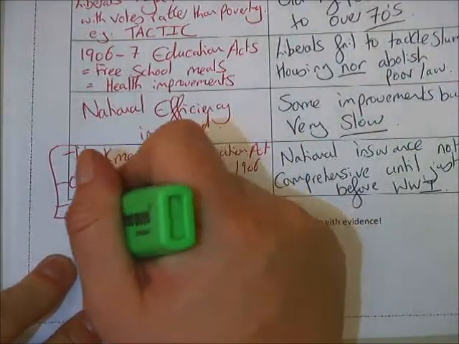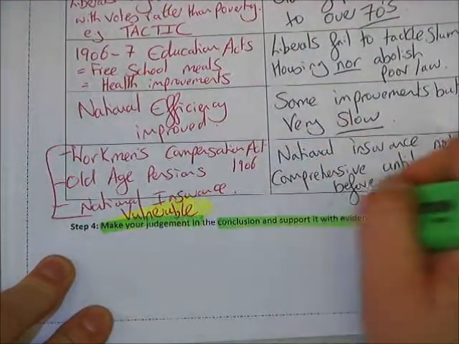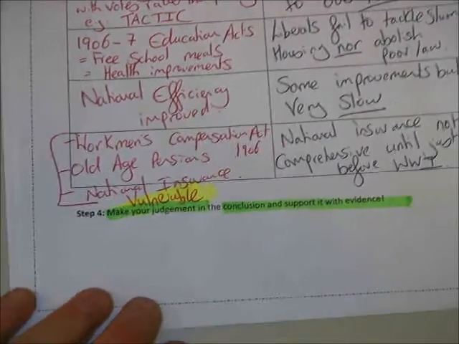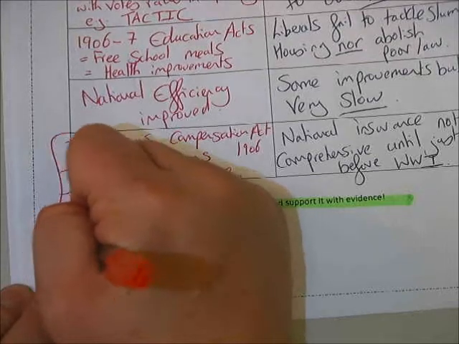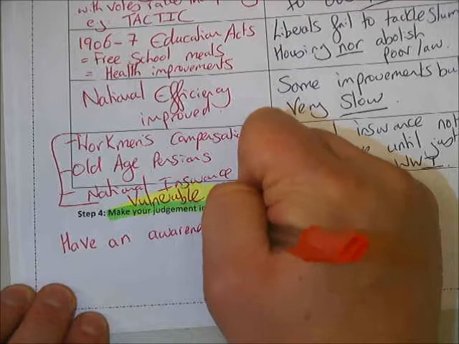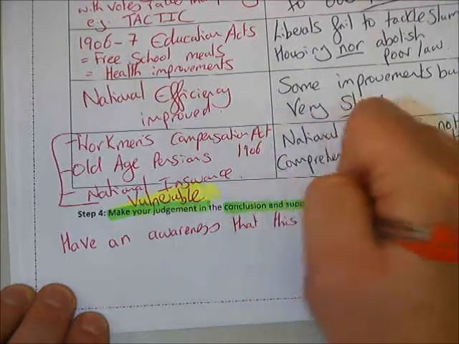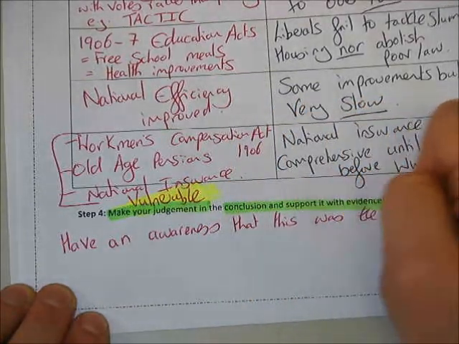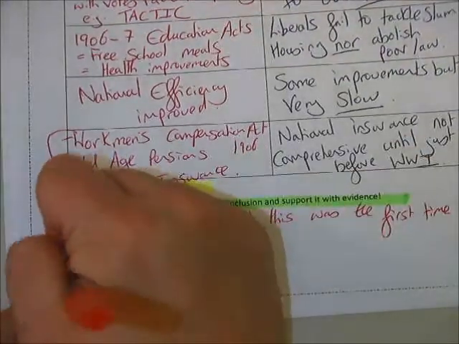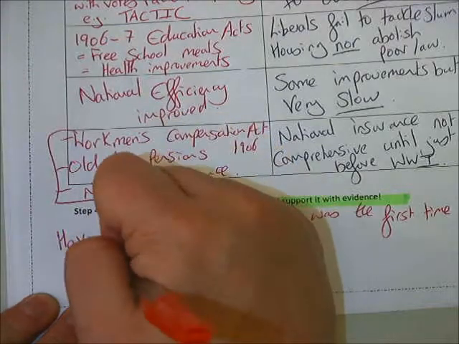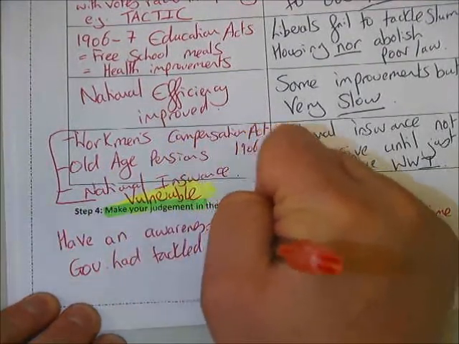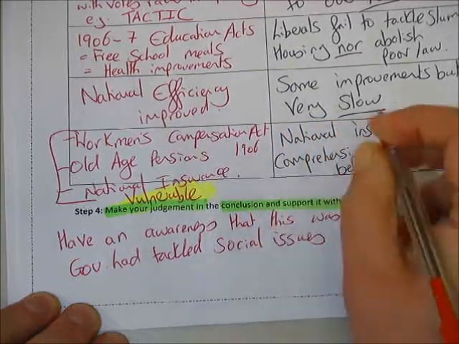Now in step 4, this is where you should really plan out your judgment. So think about how you're going to conclude, and remember that you need to have evidence to support it. Just have an awareness that this is the first time that the Liberal government, in fact any government, had tackled social issues. So this idea of the laissez-faire attitude was diminishing, but it wasn't really affected overall, so poverty was still a problem. Now that's just my conclusion.